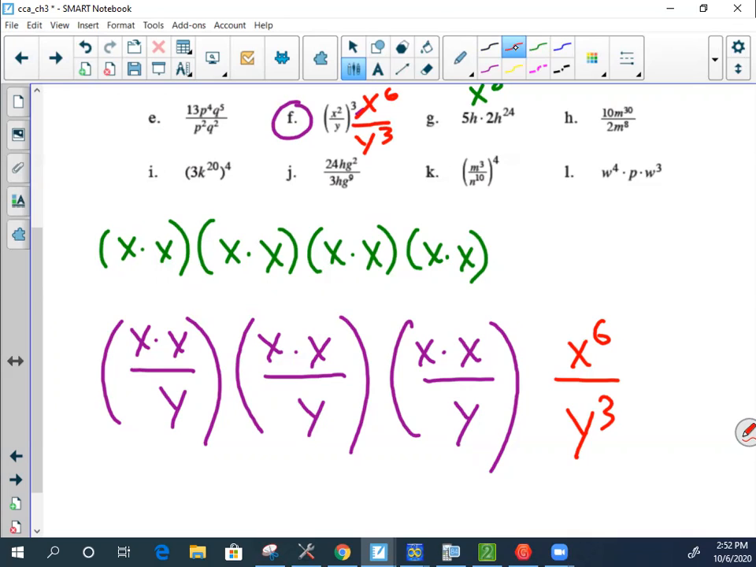And that is how we simplify exponential expressions. We will continue working on this throughout the chapter.